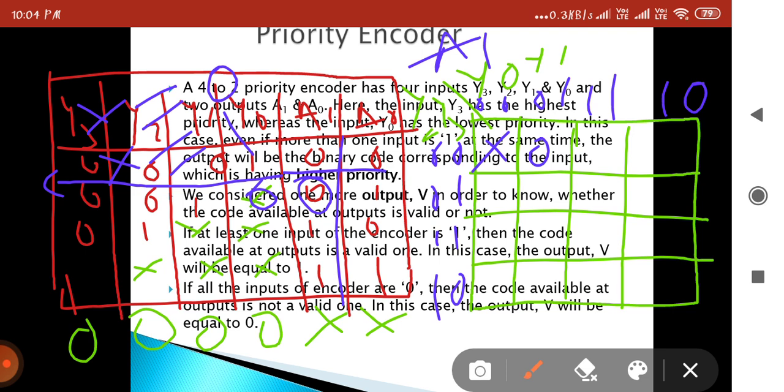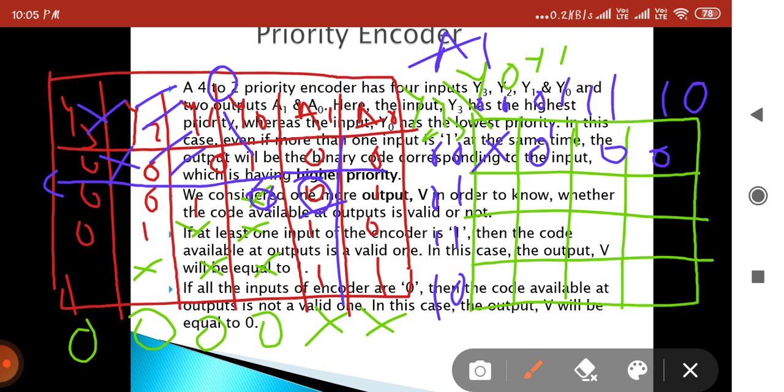For example, first we can take Y0 as 0, Y1 is 1 here, and Y2 and Y3 are 0 0 here. Then 0 1, this one is a 0, this one is a 0. And in case 1 1, it is also 0.